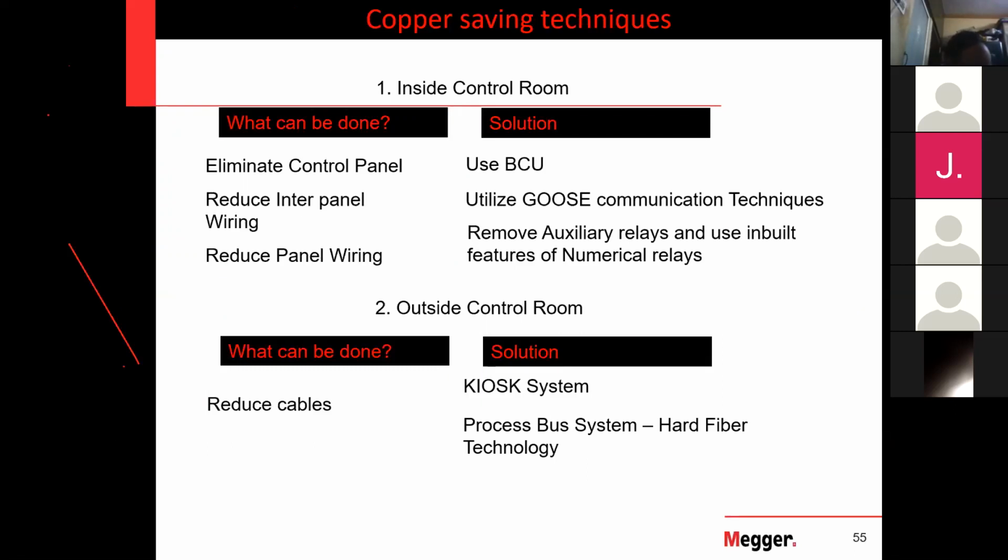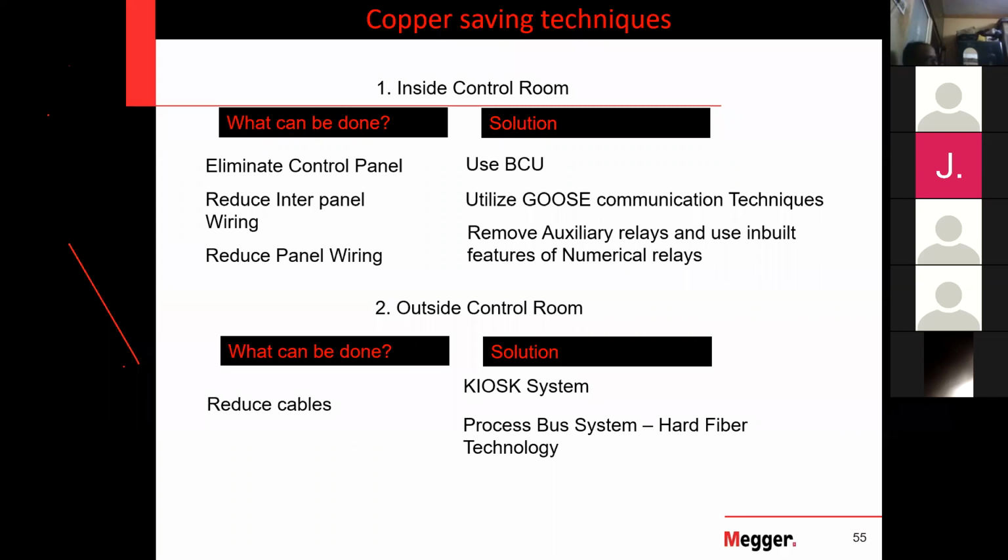Each control panel is replaced by a bay control unit, BCU. That means there are multiple BCUs. Now what is a BCU? Bay control unit, which is a numerical relay. The relays will be talking to each other through fiber optic cable. This communication is called GOOSE, which stands for Generic Object Oriented Substation Event. This is a definition as per the IEC standard.